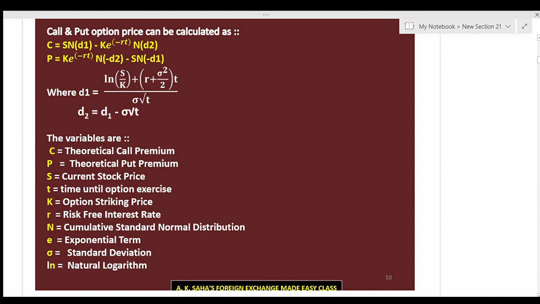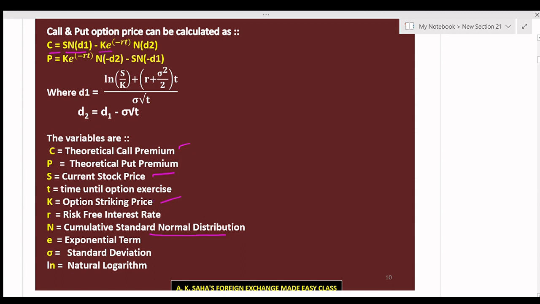C, that is, the theoretical call premium, is equal to S, the current stock price, into N into D1. N into D1, what is N? N is the cumulative standard normal distribution, minus K. K is the strike price. K is the option strike price.